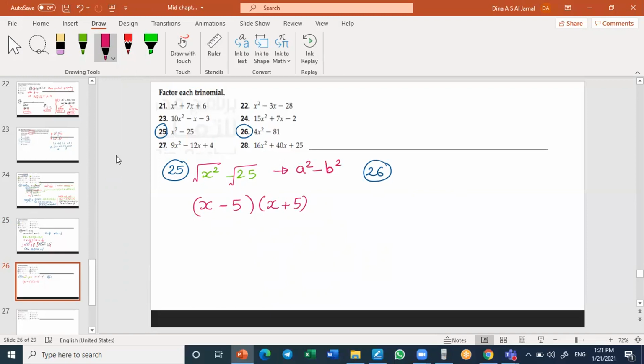That's it. Now for x squared minus 81, it's the same. A squared minus b squared. Now take the square root of the first, the square root of the other. So it will be 2x minus 9 and 2x plus 9. So pay attention to these rules. Now let's go to 27.